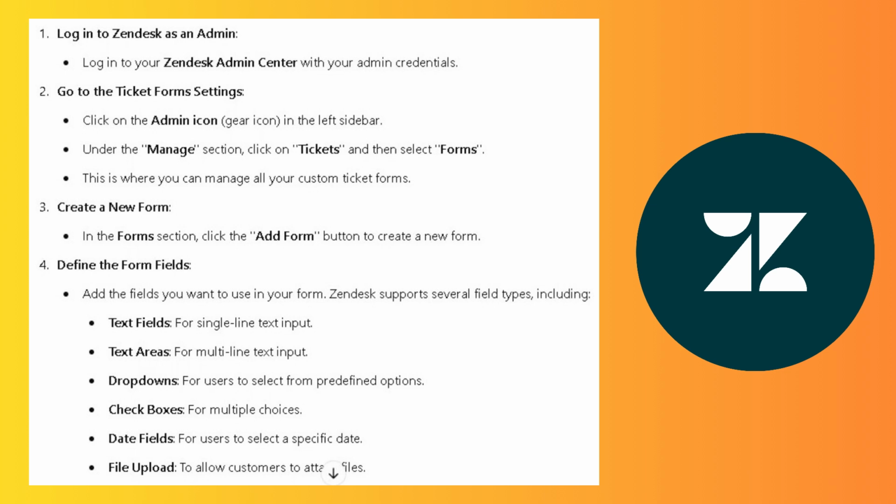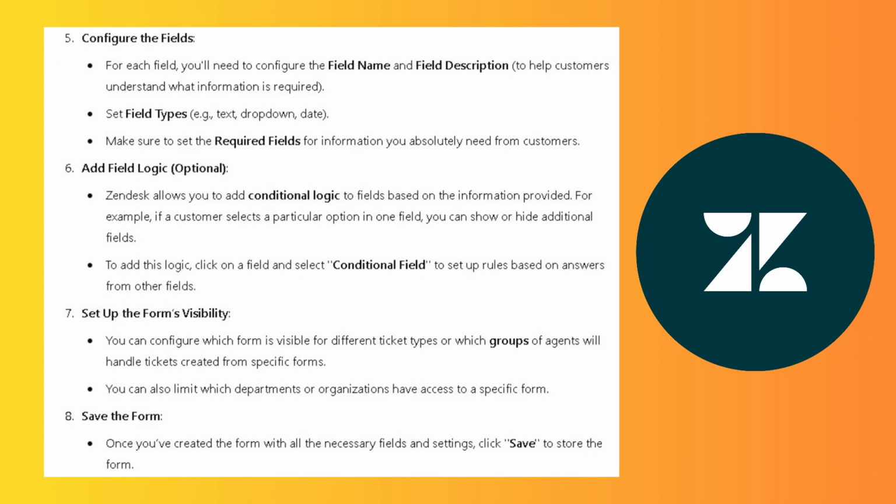In the form selection, click Add Form button to create a new form. Add the field that you want to use in your form. Zendesk supports several field types, including text areas, drop-downs, select boxes, date fields and upload files. For each field, you will need to configure the field name and the field description to help customers understand what information is required. Set field types. This can be text, drop-downs or dates. Make sure to set the field requirements for your information.